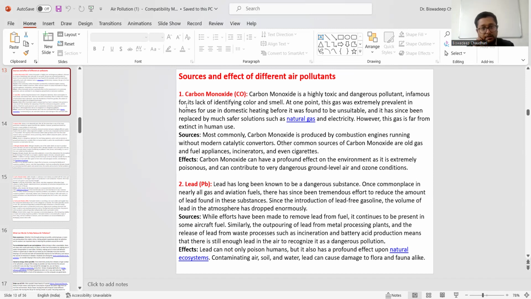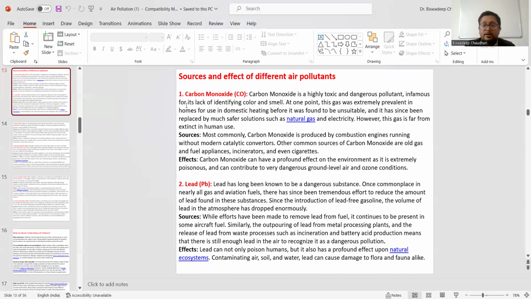Number one is carbon monoxide. Carbon monoxide is a highly toxic and dangerous pollutant, infamous for its lack of identifying color and smell. It is colorless and odorless, so it is very difficult to detect the presence of such a gas.